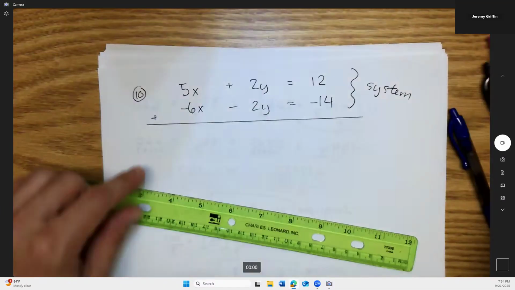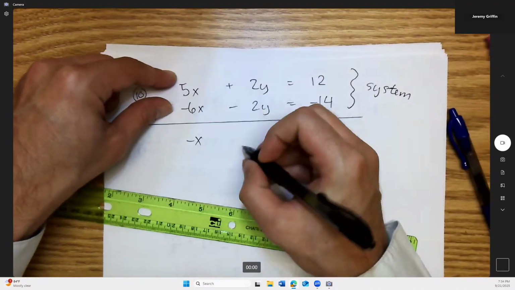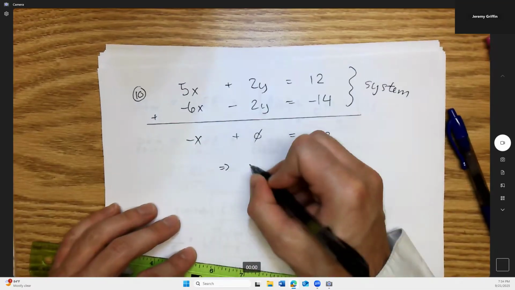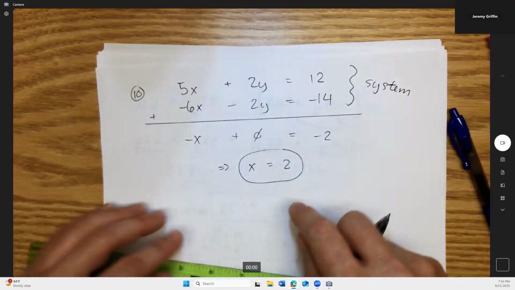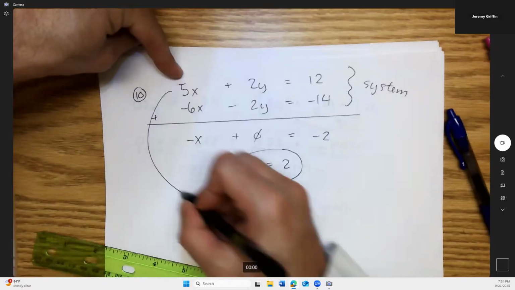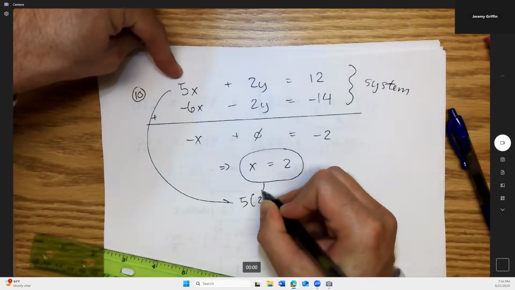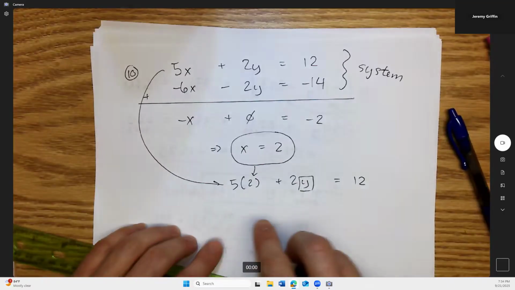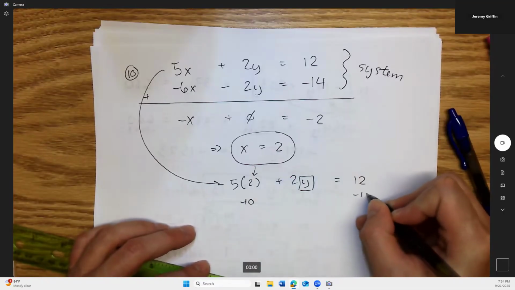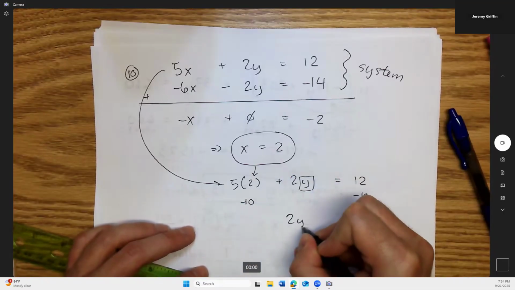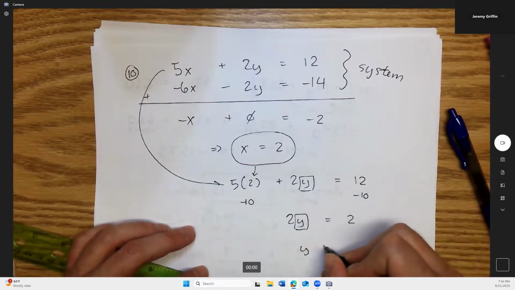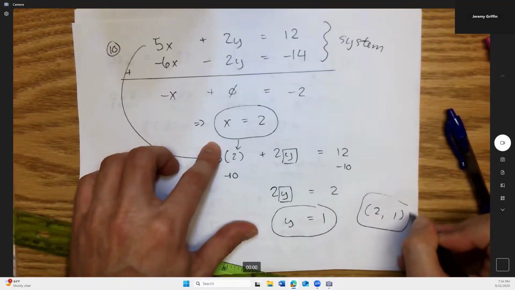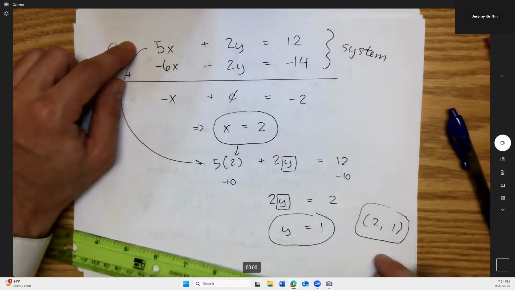So that gives me negative x right here, plus 0, equals negative 2. If negative x is negative 2, then x is equal to 2. And then what is y? We can try right here. 5 times 2 plus 2y equals 12. 5 times 2 is 10. Subtract 10 from both sides, so 2y equals 2. y is equal to 1. So it'd be the coordinate 2 comma 1, as an xy coordinate. If I graph those, they would cross at that coordinate.